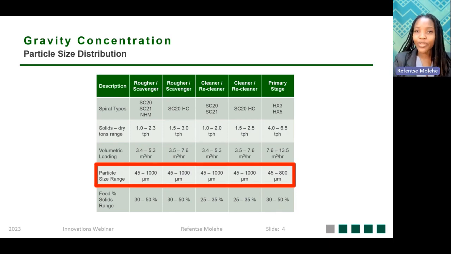When you look at the different types of Multotec spirals, you'll see that the particle size range has a top size of around 1 millimeter and a bottom size of 45 microns. As a rule of thumb, we say that if your material has more than 10% passing at 45 microns, desliming is required. This is to assist not only with efficiency, but also to avoid viscosity problems.